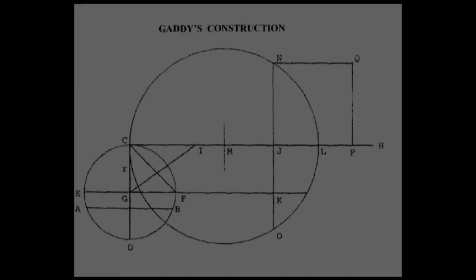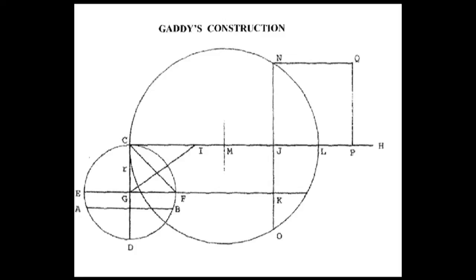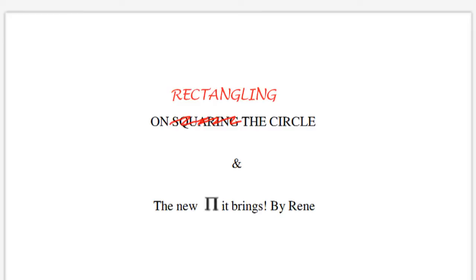I find it humorous that Rene totally lost track of the stated purpose of his paper and never returned to Gaddy's construction. Rene's pamphlet shows Gaddy's construction, which starts with a circle and ends with a square. Yet, Rene didn't get beyond a rectangle that's only halfway through the construction. Perhaps Rene should have titled his paper On Rectangling the Circle.